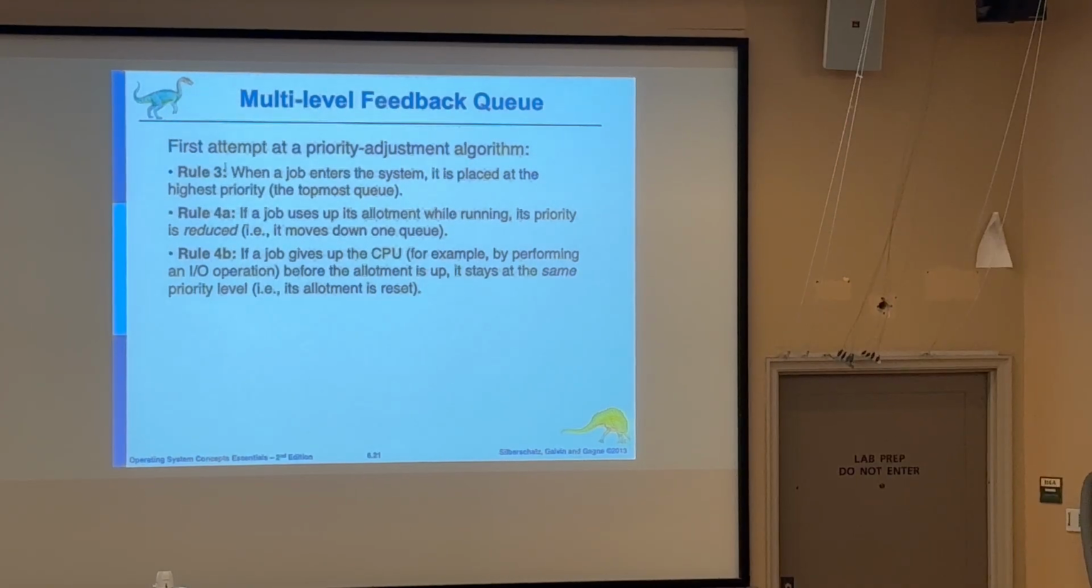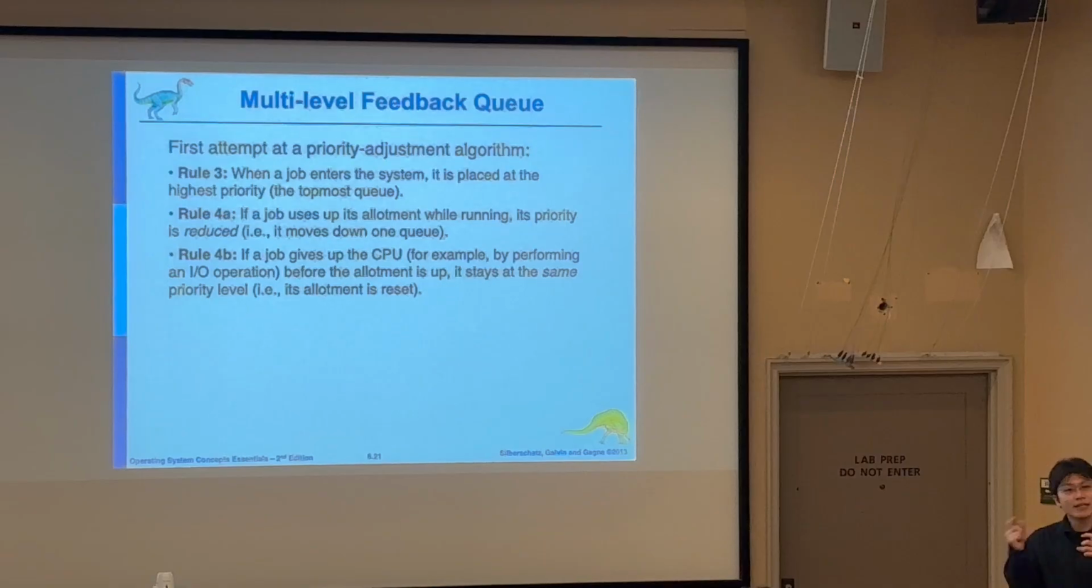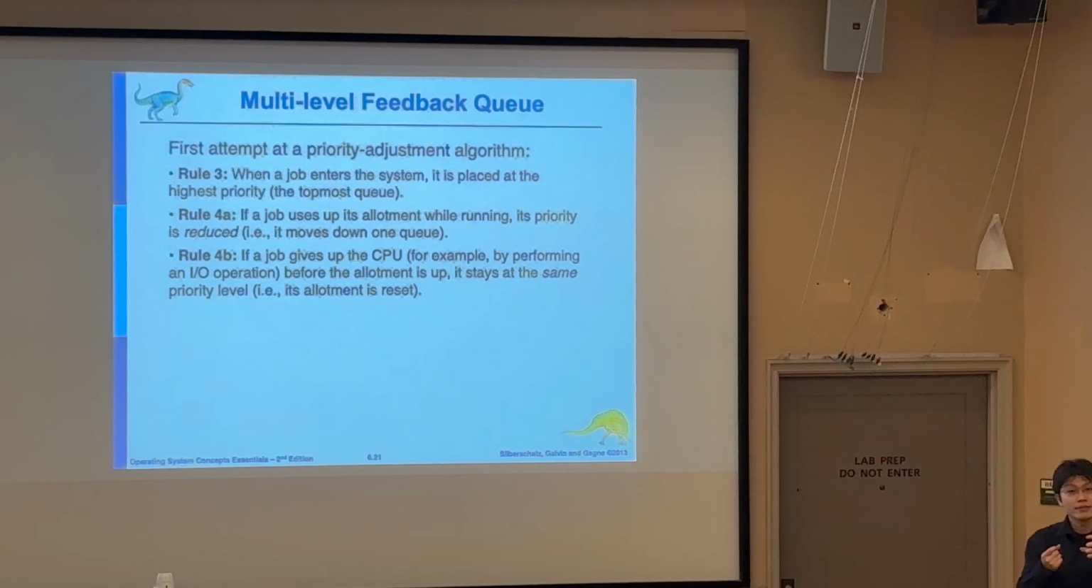Okay. If a job uses up its allocation, the time it is allocated while running, its priority is reduced. What does this mean? What does it mean that a job uses up its allocation? Remember, a process can be scheduled out for 2 reasons. One is that it is still running using the CPU, but a timer interrupt happened.